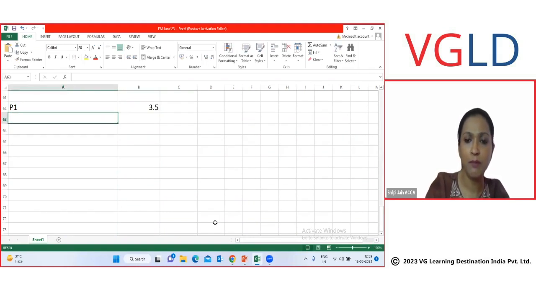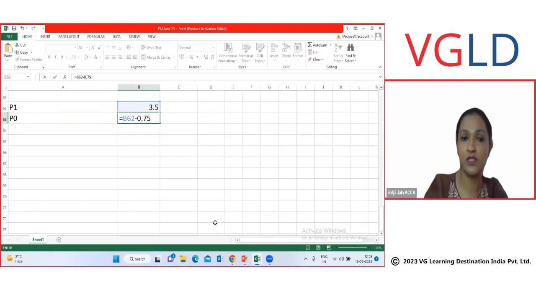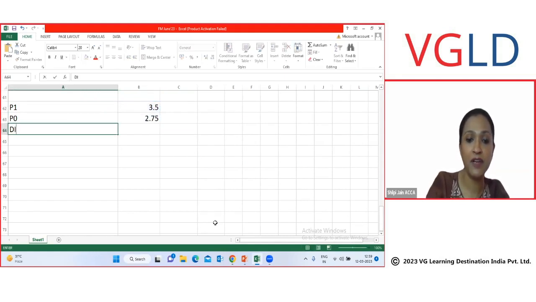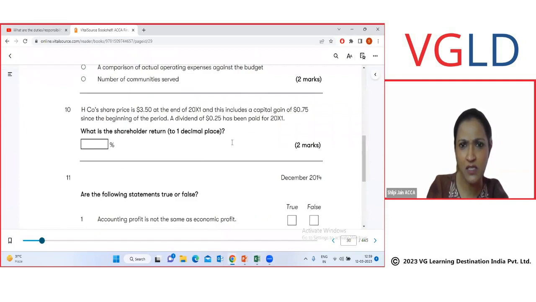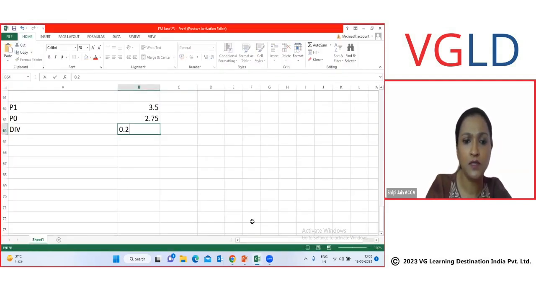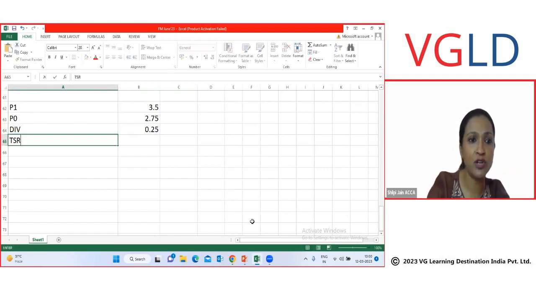3.50. My P0 is 3.5 minus the capital gain, which is 0.75. Dividend given away is what? Let me just read the question. 0.25, is it? Yeah, 0.25. And I have my total shareholder return.